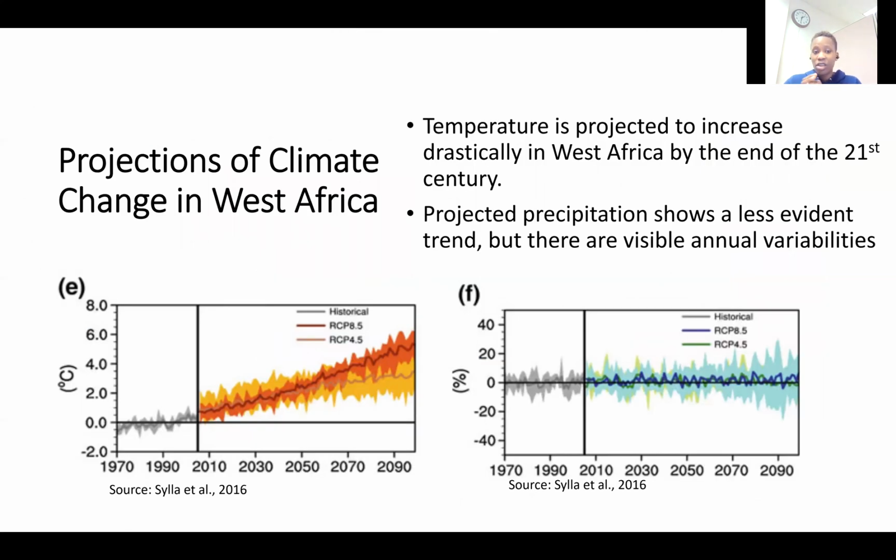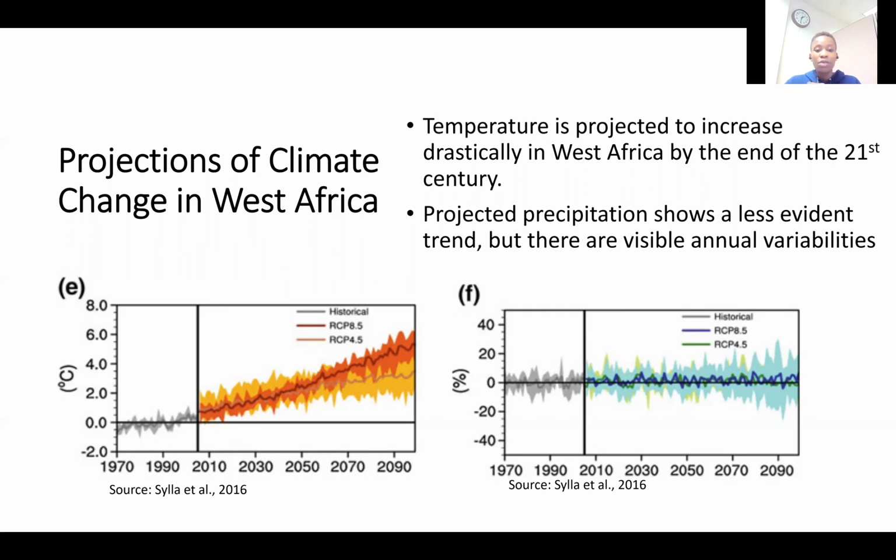So I also looked at projections of climate change in West Africa. And from the left-hand side, we can see that temperature is projected to increase drastically in West Africa by the end of the 21st century, while on the right-hand side, projected precipitation shows a less evident trend, but then we have more visible annual variabilities. So these projections were made based on the RCP 8.5 and 4.5.